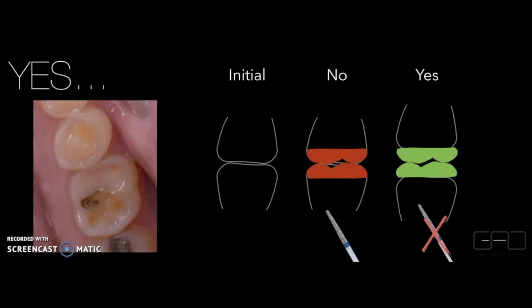So to create space, if I don't increase vertical dimension, I need to use my burr to prep the teeth and to create some place to bond my restoration. And I don't want to touch this beautiful enamel and dentin. So if I increase the vertical dimension, I create place without touching the teeth.